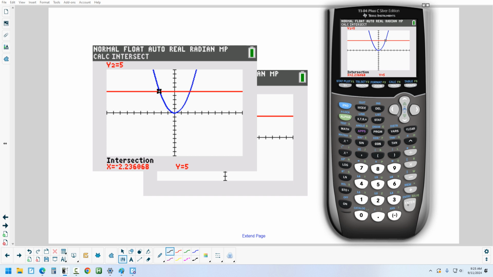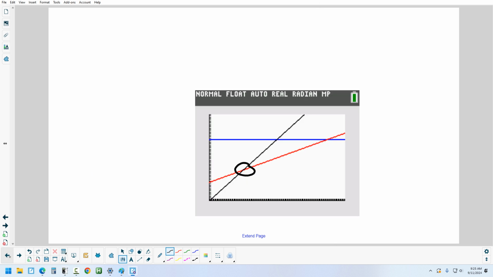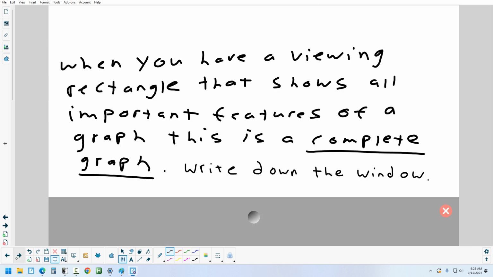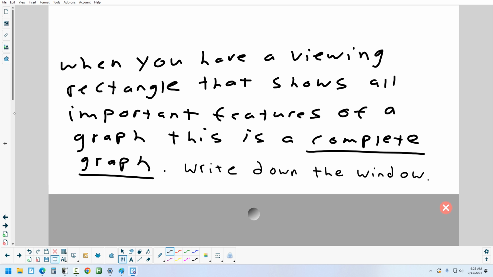And that's everything you really need to know about intersections on the calculator. Any questions on that? Okay. So we did that. All right, so yeah, last thing.